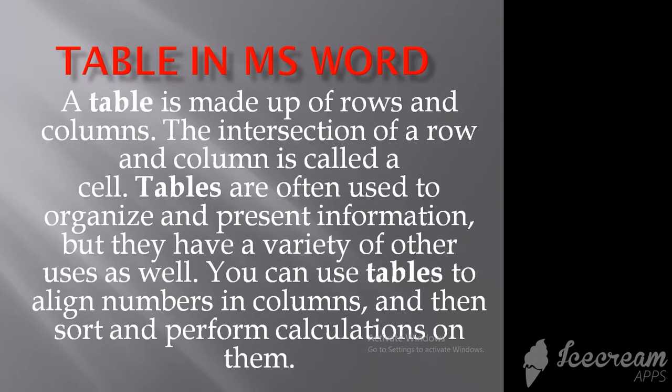A table is made up of rows and columns. The intersection of row and columns is called a cell. Tables are often used to organize and present information, but they have a variety of other uses as well. You can use tables to align numbers in columns and then sort and perform calculations on them. So a table is made up of rows and columns, and when the row and column intersect each other, it forms a cell.